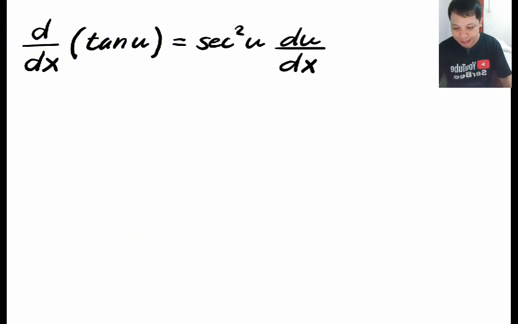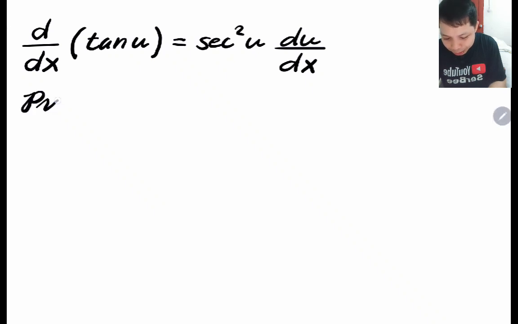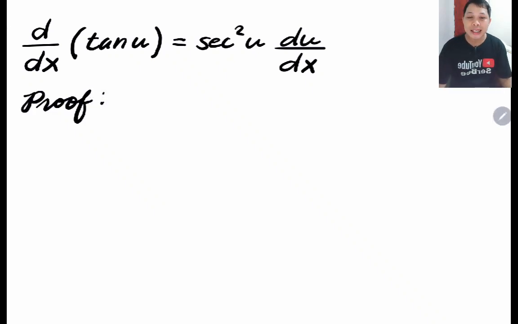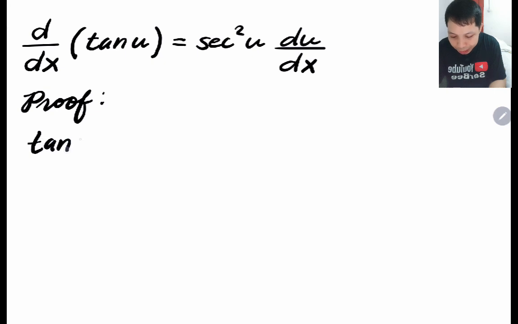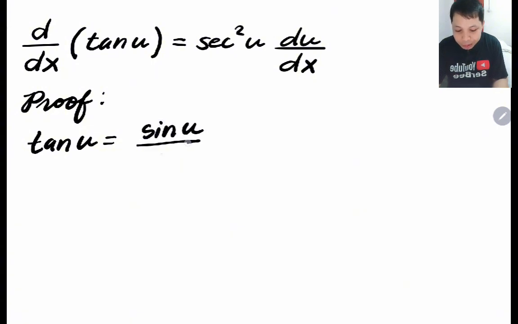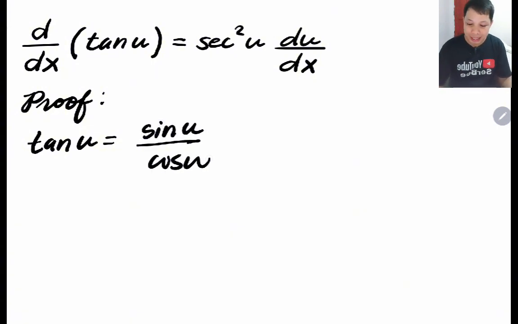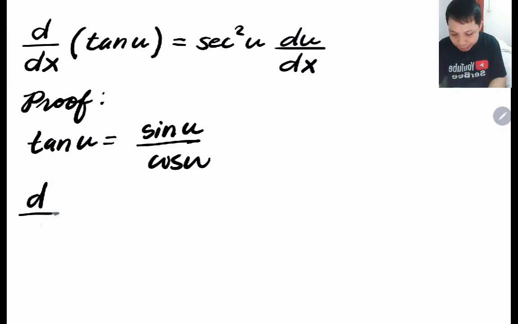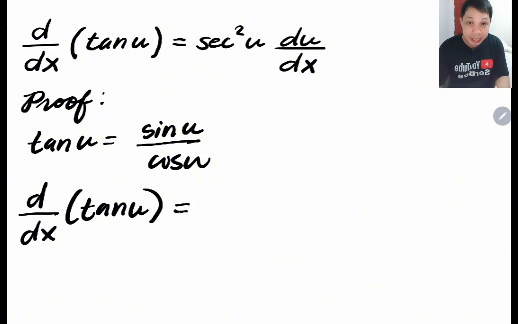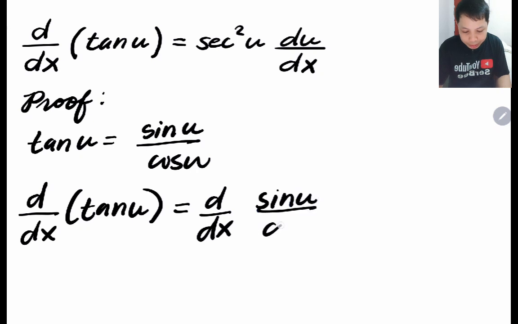Tara, i-prove natin. Okay? Para ma-prove natin ang formula na ito, kailangan nating i-recall ang trigonometric function. Di ba pag sinabi nating tangent, ito ay ratio ng sine at cosine? So itong tangent of u, ito ay sine of u over cosine of u. Sa madaling salita, yung gusto natin i-prove na derivative ng tangent ay same lang sa pagkuha ng derivative ng ratio ng sine at cosine.